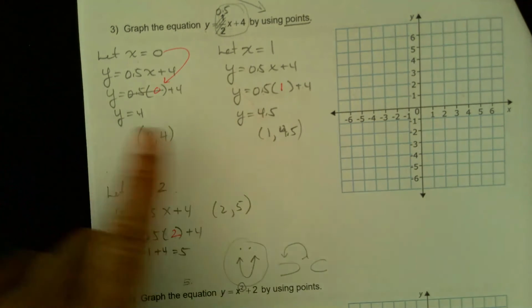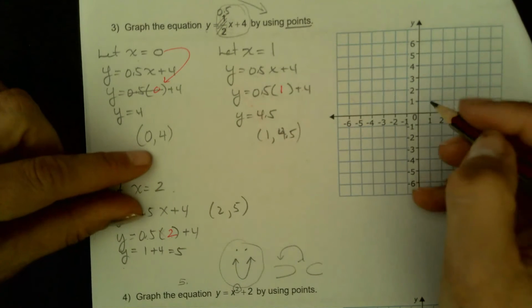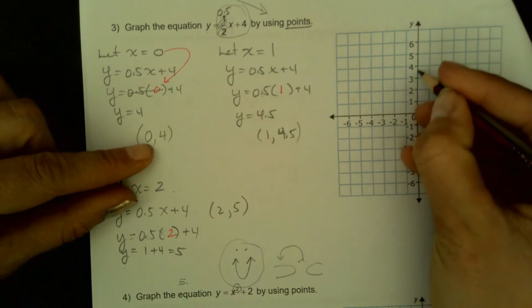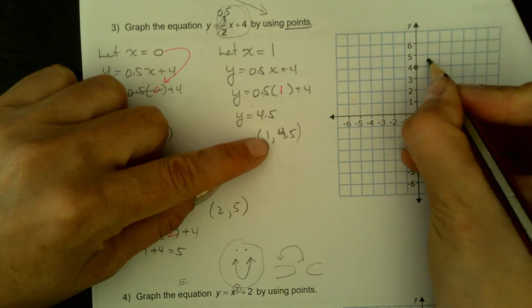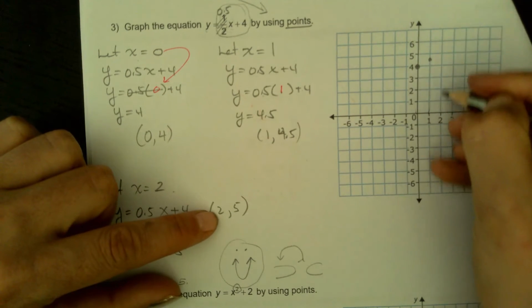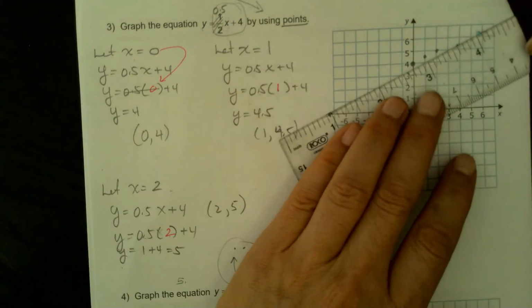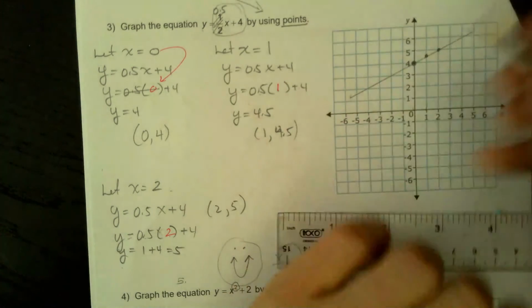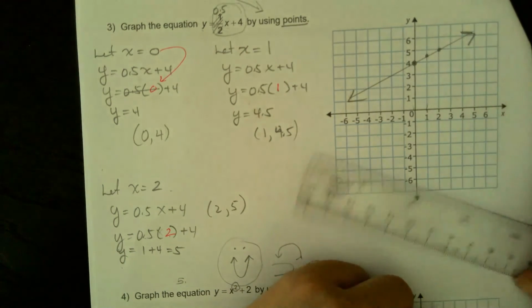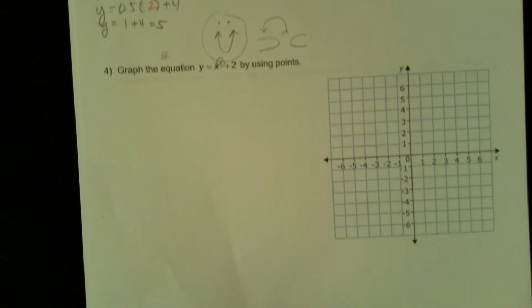So now I'm just going to use these 3 points to graph my line. 0, 4. 1, 4.5. 2, 5. There. That's my line. So now the next one and last one.